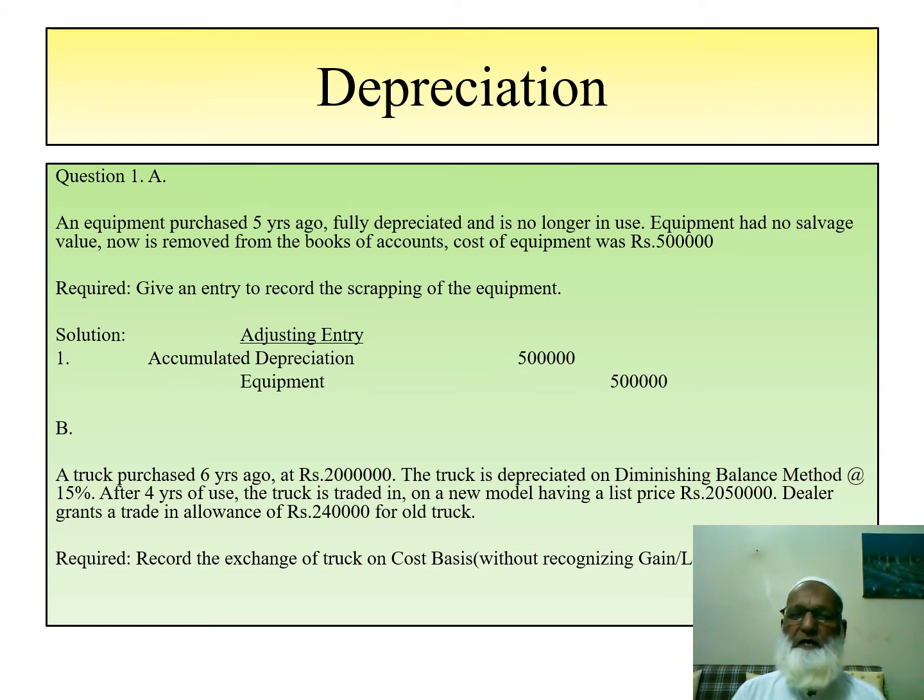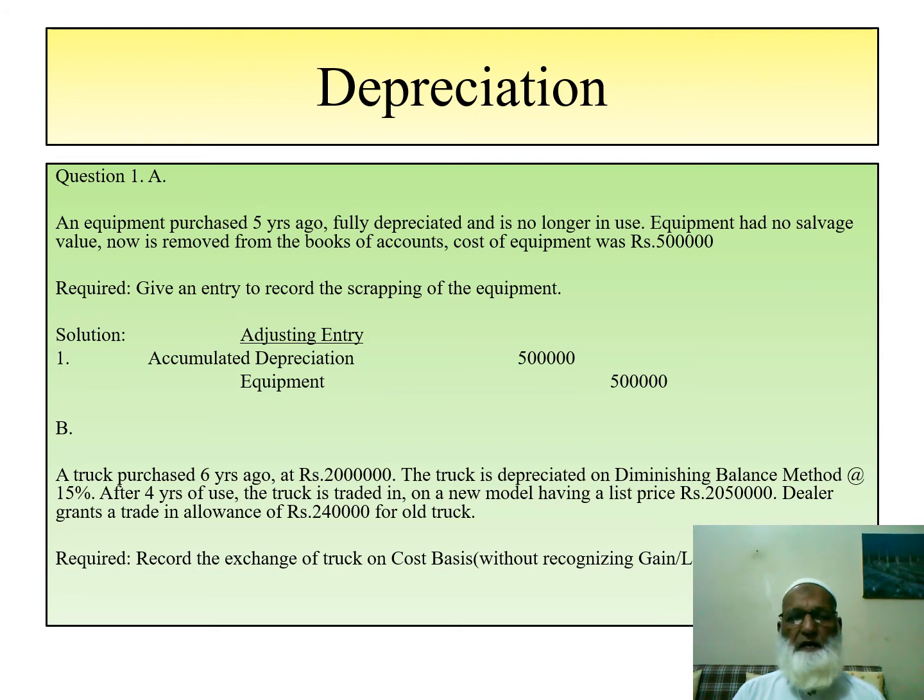Accumulated depreciation is debited by 500,000, and equipment is credited by 500,000. This is how we are going to remove this equipment from our books of accounts.